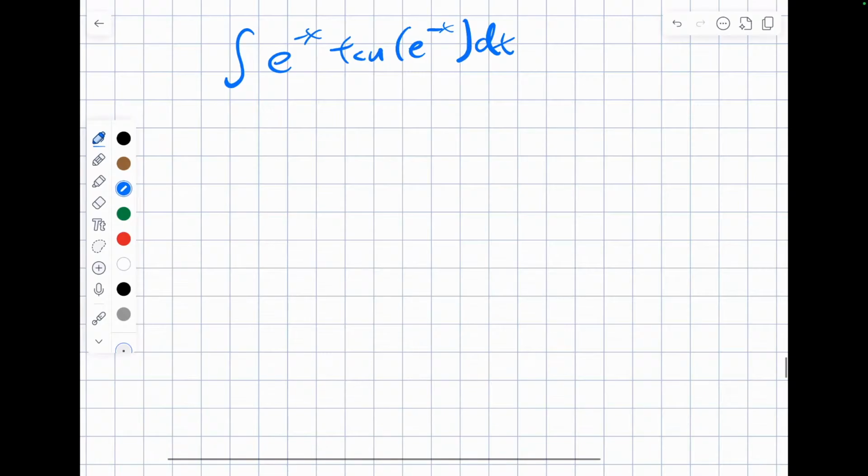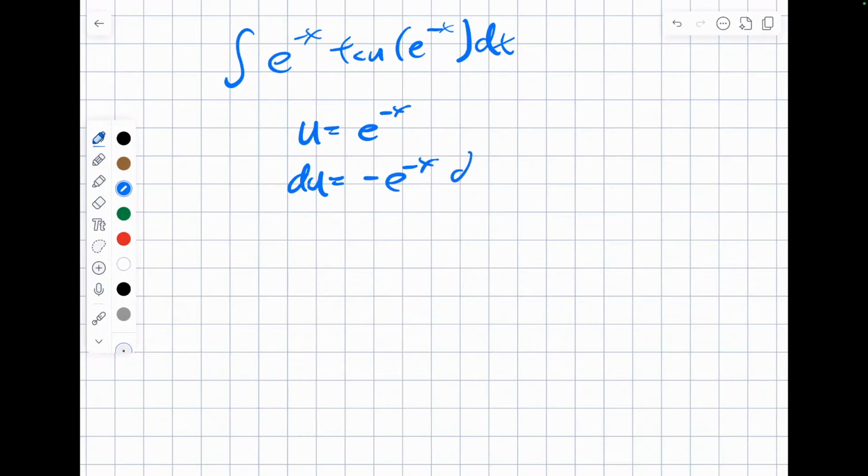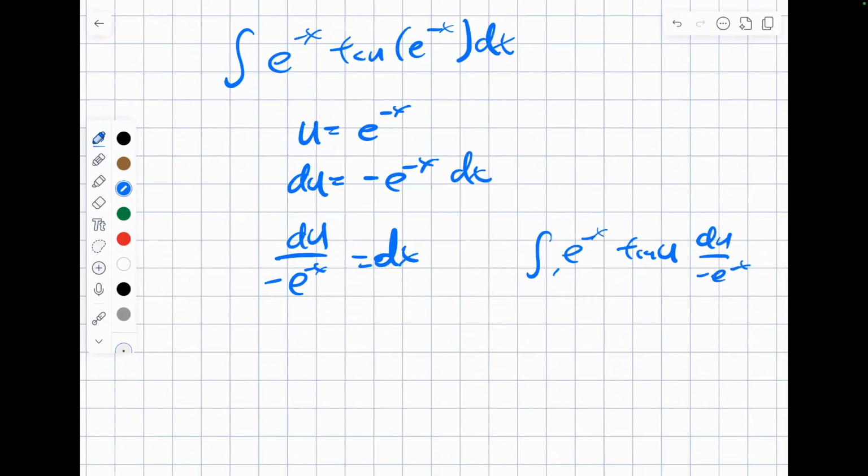so I'm going to show you every single step, but you should always think about what u is equal to, and what du is equal to. So u equals e to the negative x, du equals negative e to the negative x dx, and then dx equals du over negative e to the negative x. So that's going to be tan of u, and dx is equal to du over negative e to the negative x, e to the negative x cancels out.